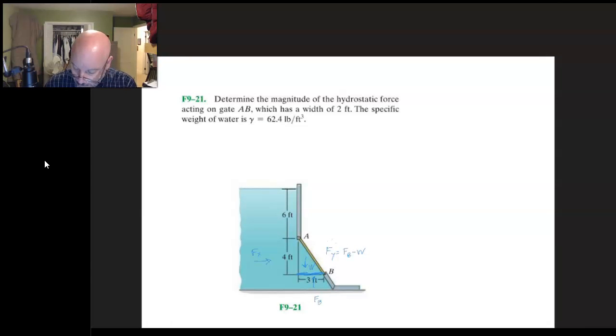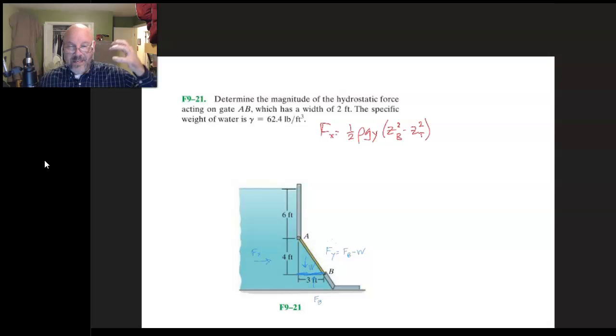I'm just going to write down what we have: rho g y, and then we know it's z bottom squared minus z top squared. Now I prefer not to try and memorize these things. I like to just get them from scratch, but we've used this several times now, so it's starting to get burned into my brain. I can just remember what it is.